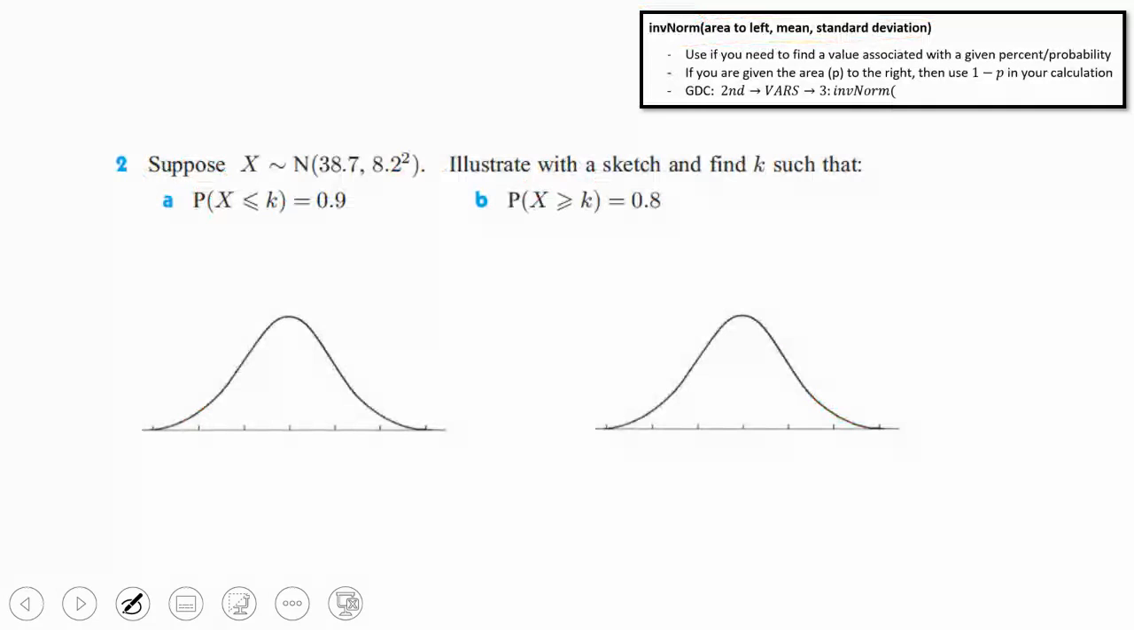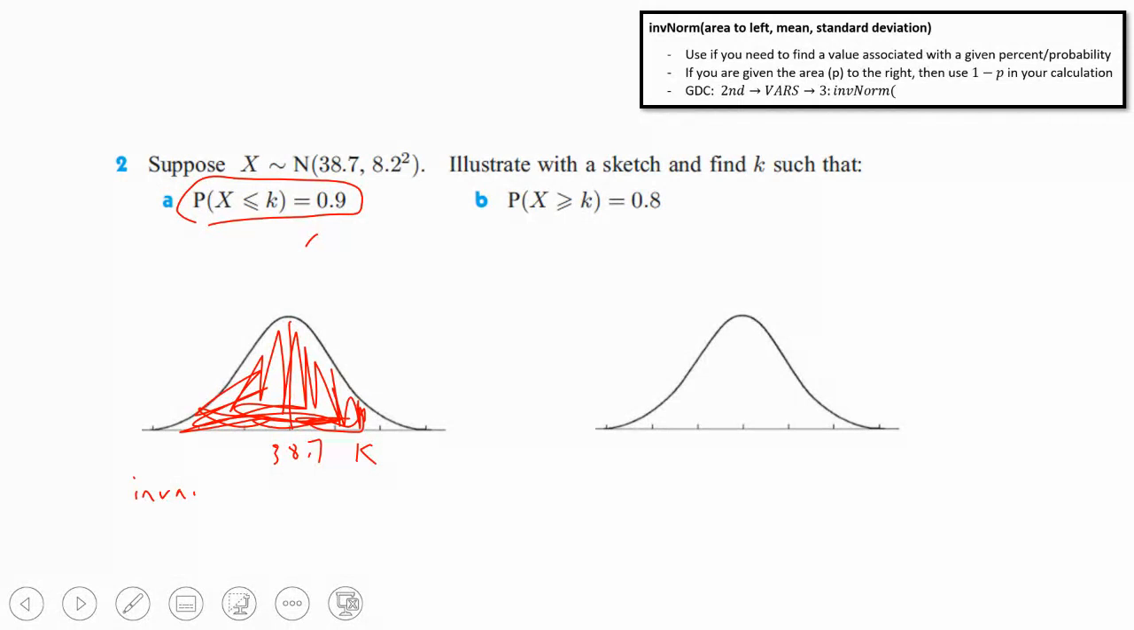Okay, so continuing on here, the mean this time is 38.7. Probability to the left is 0.9. So I'm talking about all of this area way out here. There's only 10% to the right. And so my K goes there. Now, some of you have a calculator that has a left, right, and center, you can choose that option too, but I'm going to assume that not everybody has that.